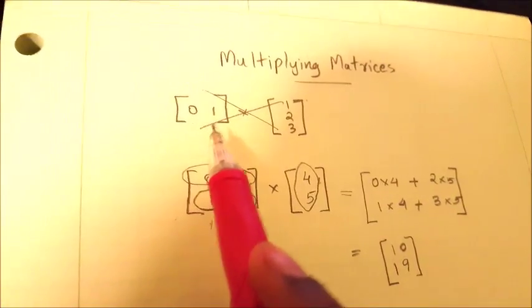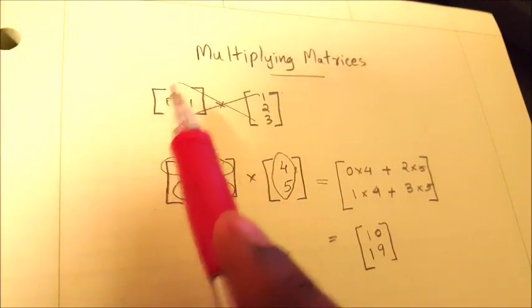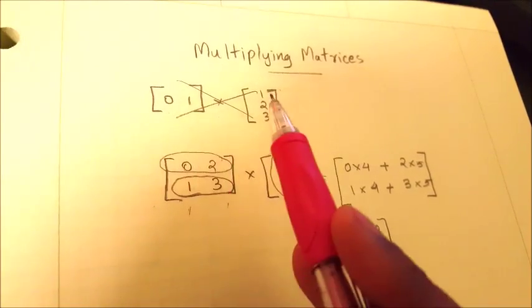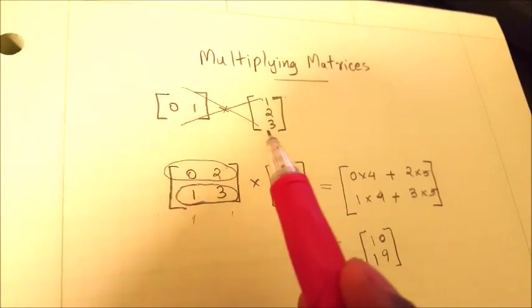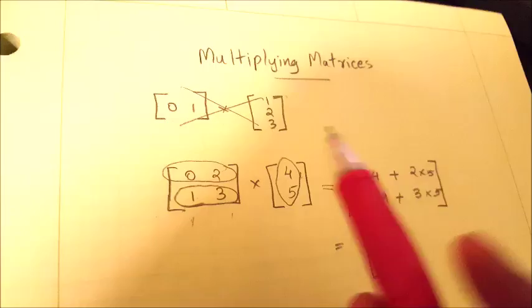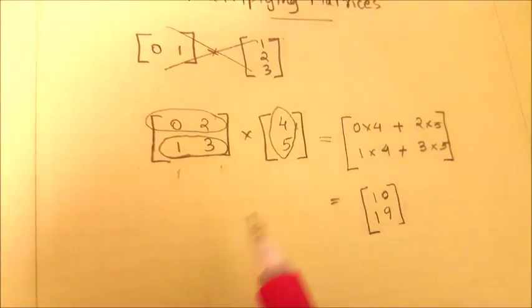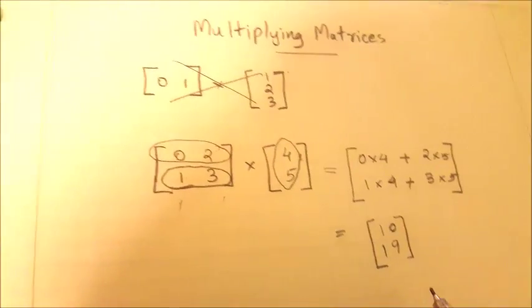Whereas over here, you wouldn't really know what to do because if you take this, twist it, and try to find corresponding values over here, you actually end up with 1 extra value over here, and that kind of throws things off. So those are the basic guidelines for multiplying matrices.